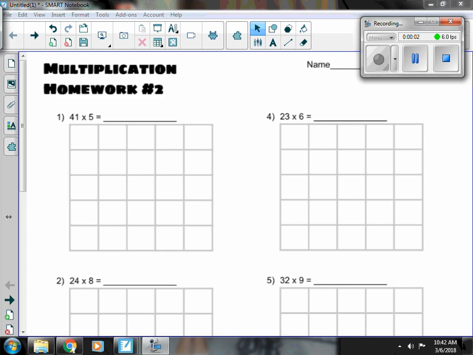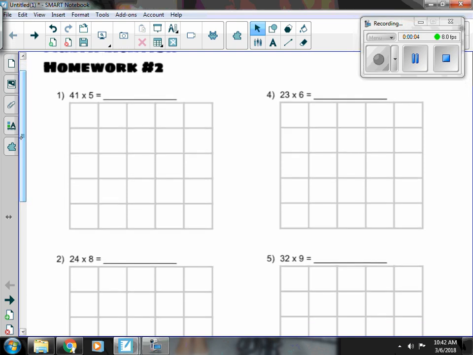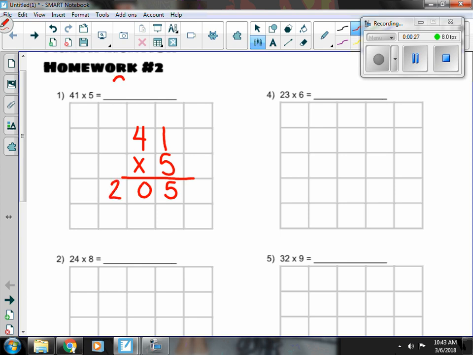This is our second multiplication homework, and we're starting off with still doing our double digit by a single digit. Just keep practicing that pattern and back to getting into some double digit by double digit. So if I start with 41 times 5, once again, I'm going to multiply 5 by each of the numbers in the problem. So 5 times 1 is 5. 5 times 4 is 20. 205.